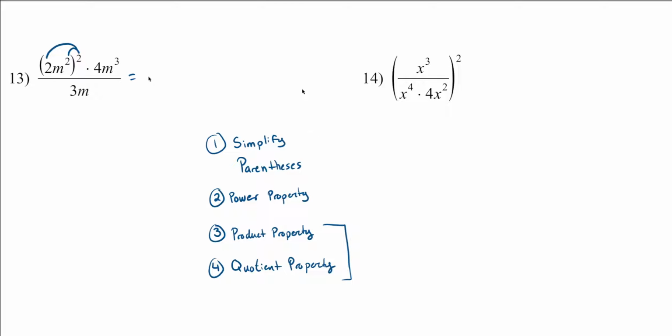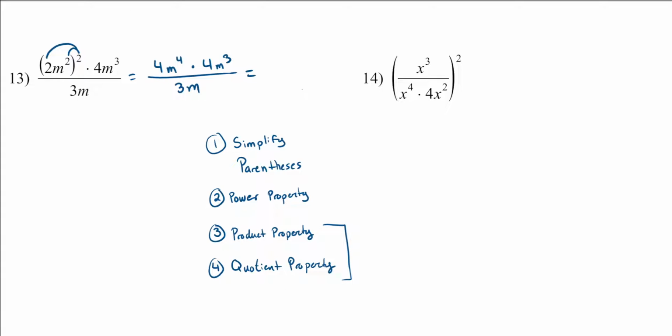And what this is going to do is it's going to change this into 2 squared, which is 4. And then I'll multiply 2 times 2, so m to the 4th power, times 4m cubed, just writing what's on the outside with it, all over 3m. All right, and now we've got it to a point where we can do what we did in the last video. Combine with the product property, reduce with the quotient property.